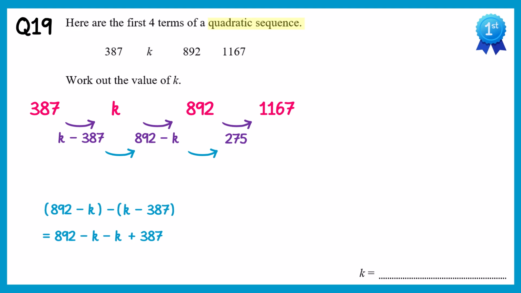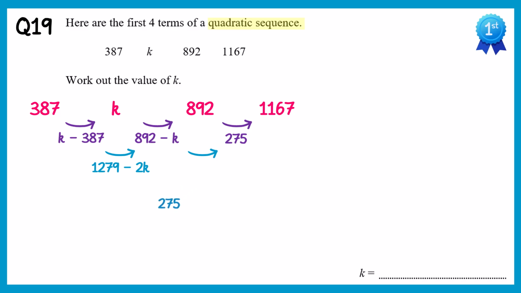If we add 892 and 387, you get 1279, and then we've got minus k, which is minus 2k. So this difference is 1279 subtract 2k. We can now do the same process for the next one. So it's 275 subtract 892 subtract k. So we've got 275 subtract 892, but then we're going to subtract a negative k, which means we add k. So this equals k, and then 275 take away 892 is negative 617. So it's k subtract 617.